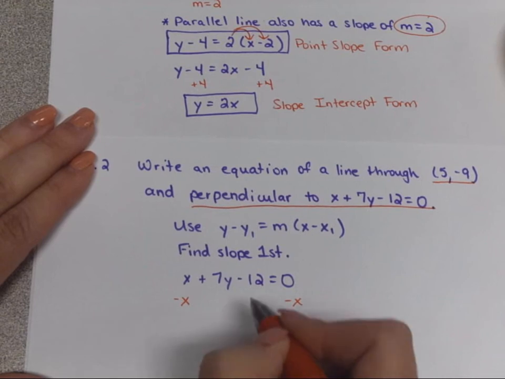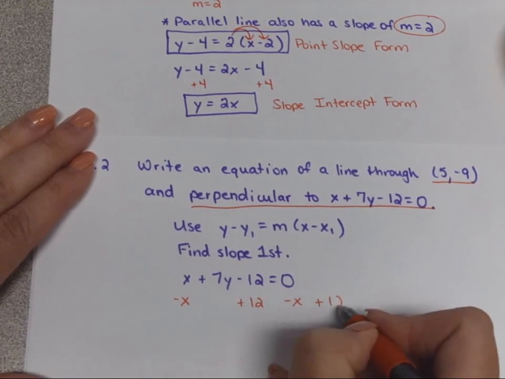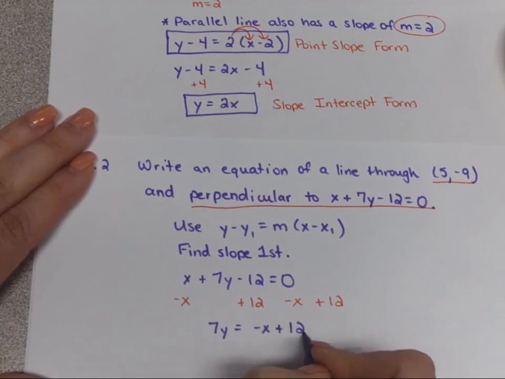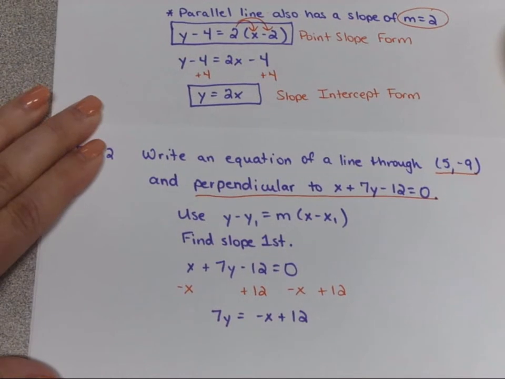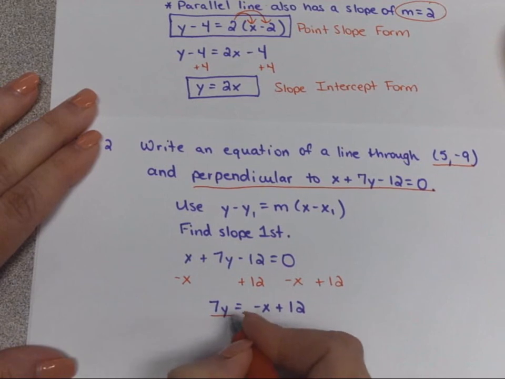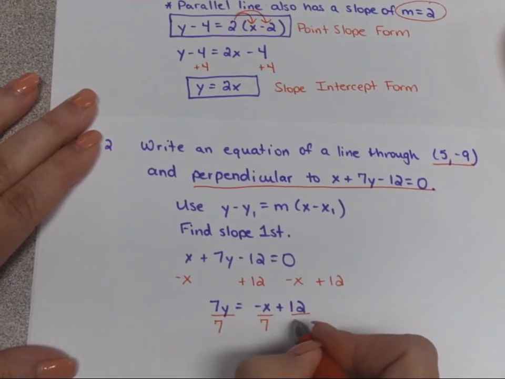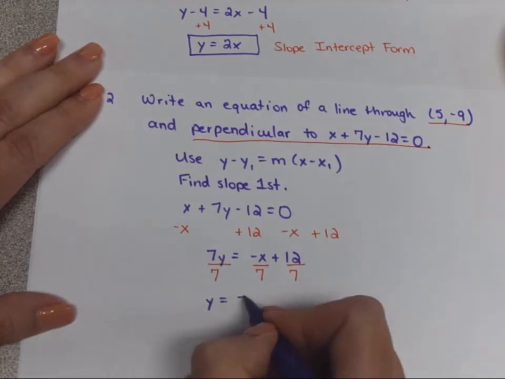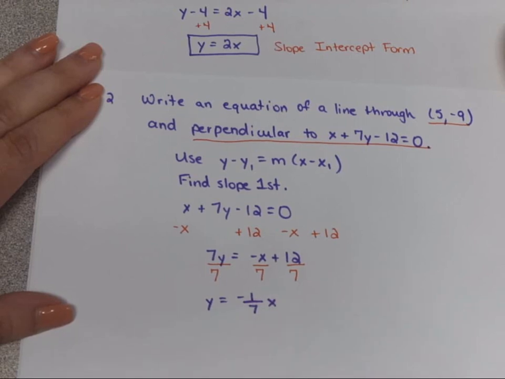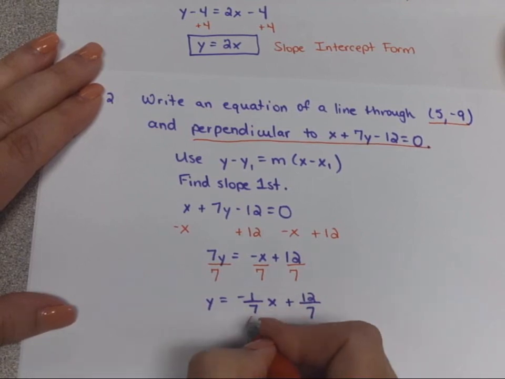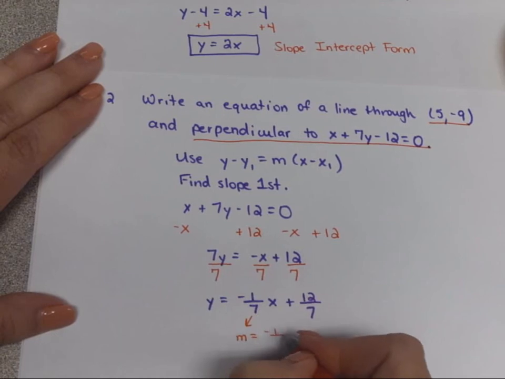So subtract x from both sides, add 12 to both sides. Notice that's going to give us 7y = -x + 12. But I don't want 7y, right? I just want y. So how could I get rid of that 7? Divide. Just make sure that you divide everything by 7, even the 12, even though that's going to give us maybe something a little unpleasant. So I get -1/7 x, right? Because the understood number in front of x is just 1. And then plus 12/7. Okay, so the slope of this line is -1/7.